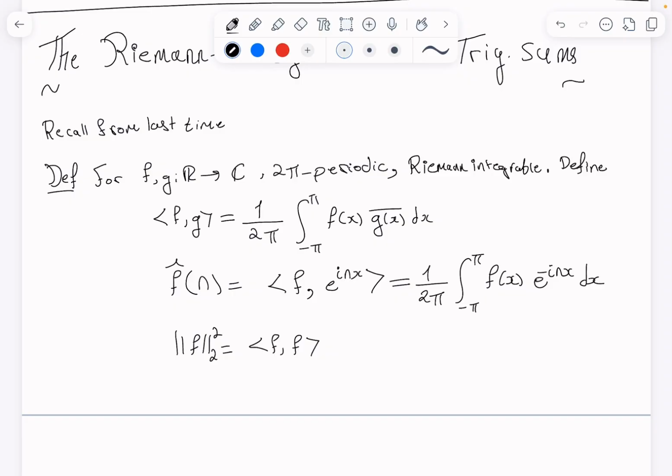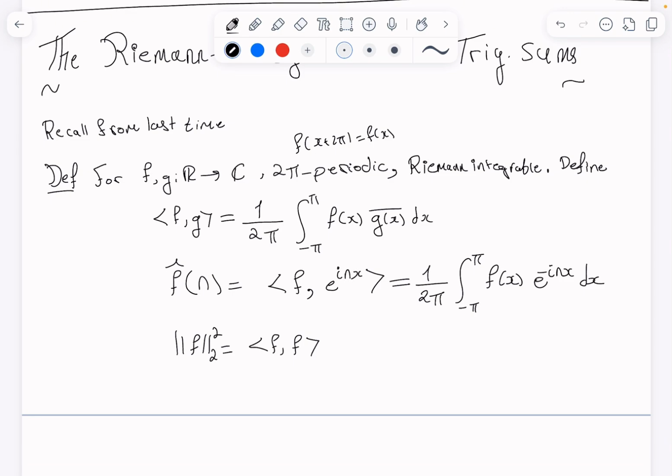We defined the following stuff. So if we start with two periodic functions, 2 pi periodic functions, meaning they repeat every 2 pi, then if we also assume they're Riemann integrable, like we can integrate them, in particular they're bounded on minus pi pi, then we define the inner product of f and g to be this integral, where we integrate f times the complex conjugate of g over minus pi pi and normalize by 2 pi.